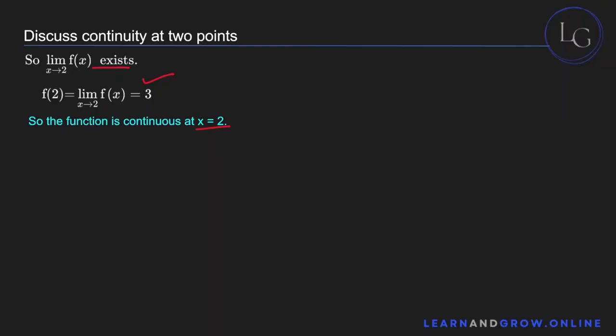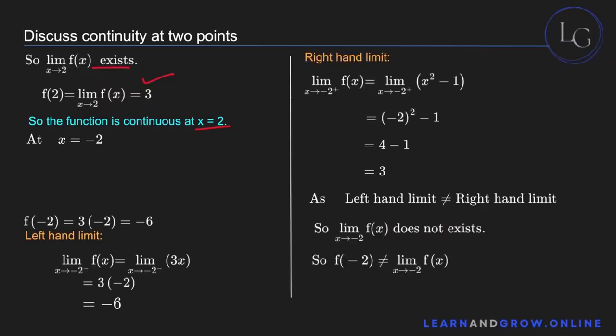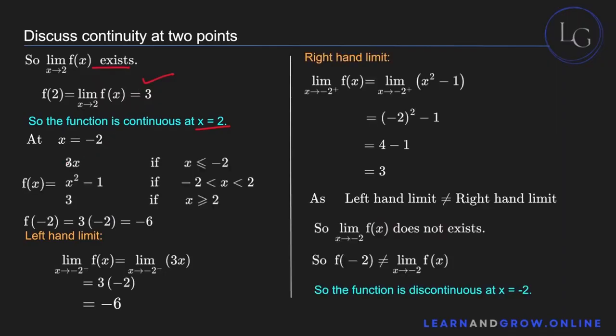Fairly simple. Now let's do x is equal to negative 2. Now you can see that at x is equal to negative 2, the value of the function, what is it? The value of the function is equal to 3x. Why? Because x is less than or equal to minus 2 over here. And when x is less than or equal to negative 2, you have 3x as the function. Since it includes the equal to part, you'll use 3x. So 3 into negative 2, that is negative 6.